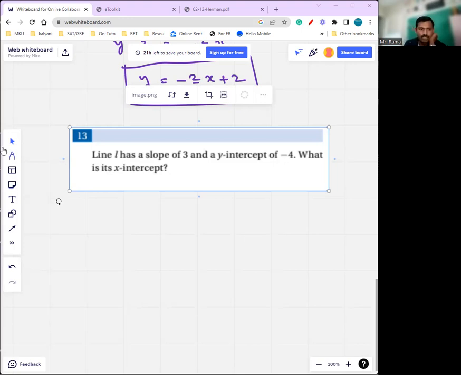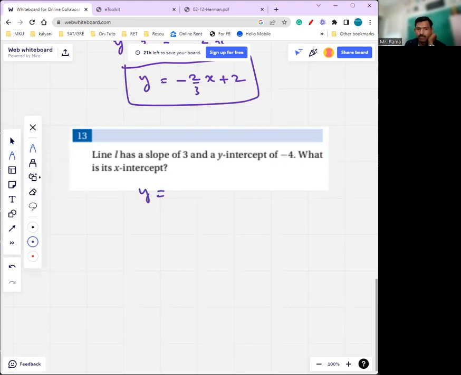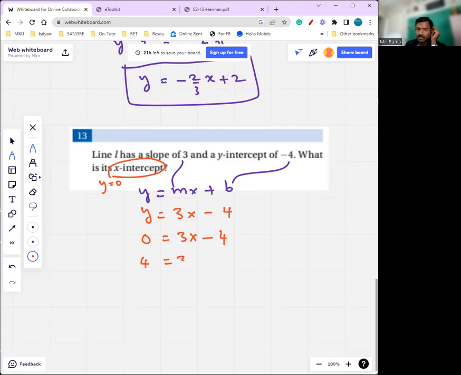Okay, so we can write it. It's a y equals mx plus b format. Everybody pay attention here. So now replace everything that you have. Slope goes here, and this goes here. So I can just write it down: y equals 3x plus, which is minus 4. Now, since you are finding the x-intercept, y equals 0. So you put this 0, and you solve for x. That's all. So you add 4 on both sides, and then divide by 3, x equals 4/3. That's your x-intercept. Okay, do you guys understand this one?